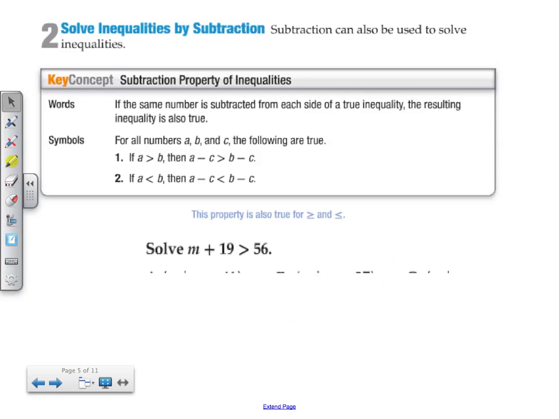Okay, by the same token, we can solve inequalities by subtraction. Again, like the subtraction property for equations, the subtraction property for inequalities states that if you subtract the same number from each side of an inequality, the resulting inequality is also true. So if we have A is greater than B and we subtract C from both sides, we're going to get another inequality that's true.